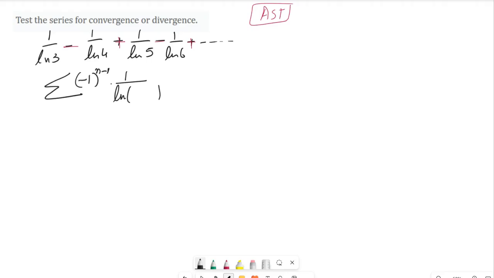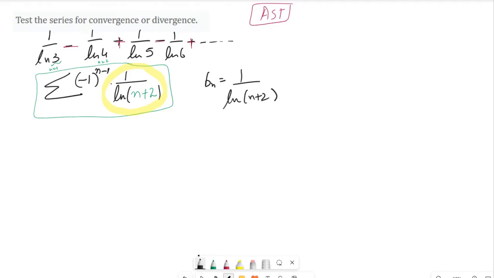What is that something? You guys notice when n is 1, this is 1 plus 2, 3. When n is 2, log of n plus 2. So I'm guessing this is the term, right? So my alternating series can be written in this form, where Bn is equal to, what is Bn? Bn is the positive part of the term. So that is 1 by natural log of n plus 2.